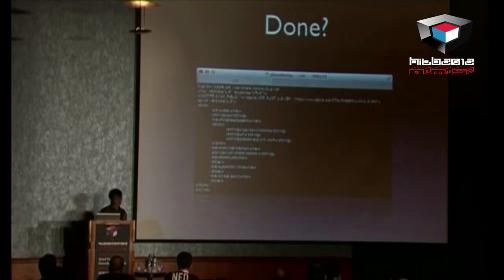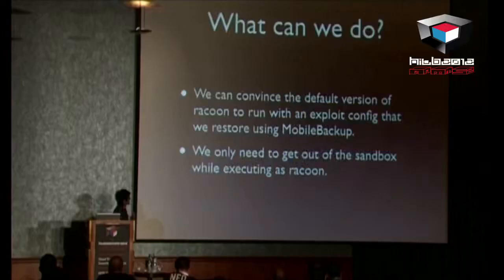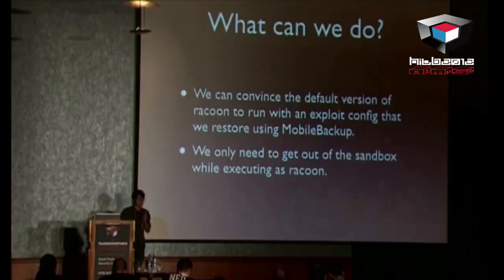But for A5, since they fixed the boot ROM exploit that limera1n relies upon, we can't do that. But what we can do, as Nikias has explained, is convince the default version of Raccoon, using those VPN settings that he talked about, to run with an exploit configuration file that we can restore onto the device using mobile backup and other stuff. So the only thing we need to do then is to get out of the sandbox while running as Raccoon so we can remount the root as read-write, get the patched version of Raccoon onto the file system, and then launch that patched version of Raccoon that doesn't have a sandbox.